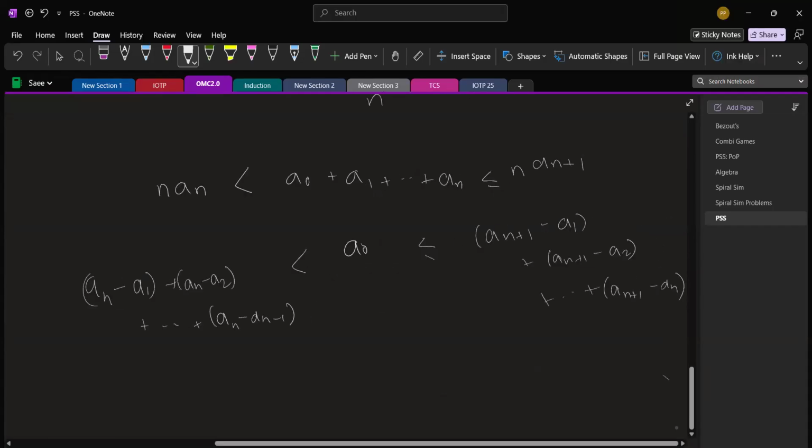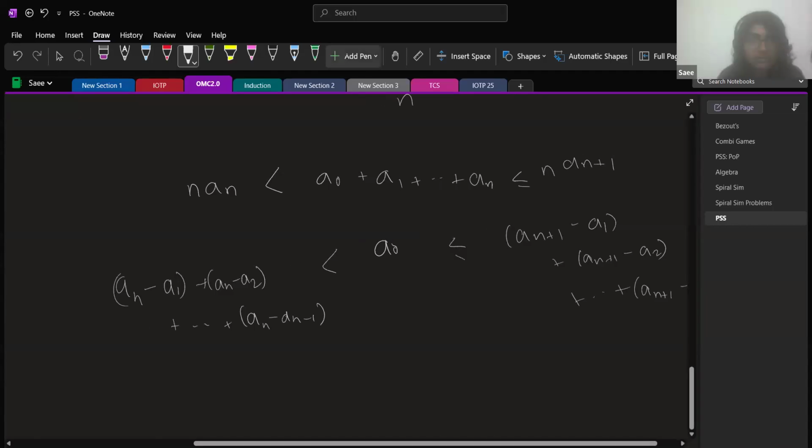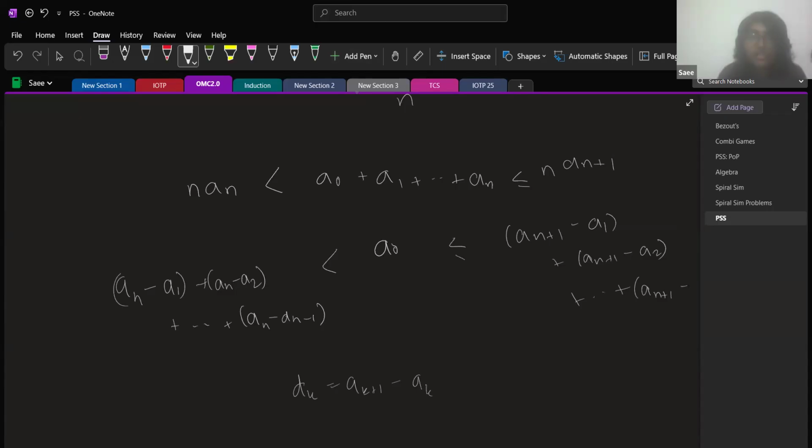Okay, suppose we take the difference between two consecutive terms in the sequence. So like a_k and a_(k+1), the difference is d_k. Then we could express both the left side and the right side of our inequality in terms of a summation of d_n. Sure. You can do that as well.